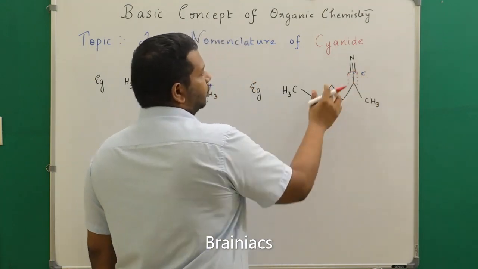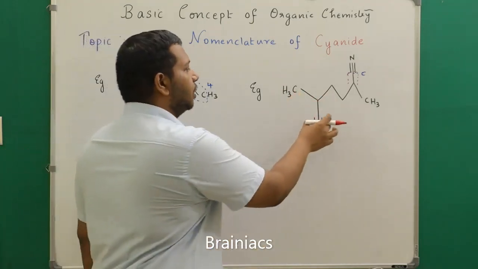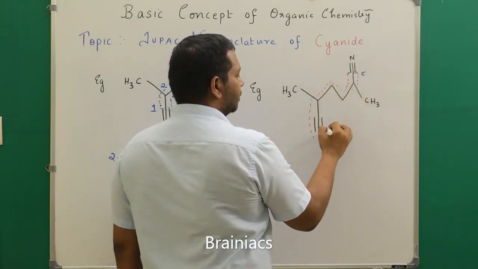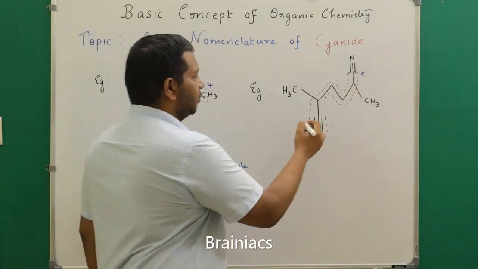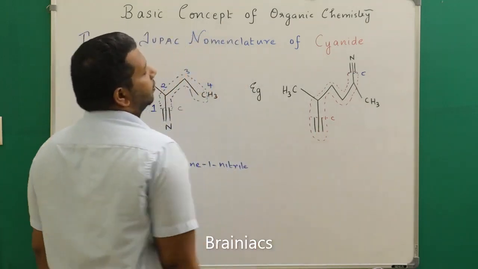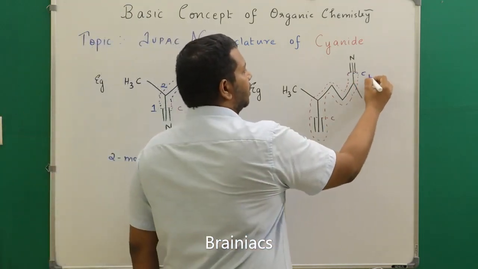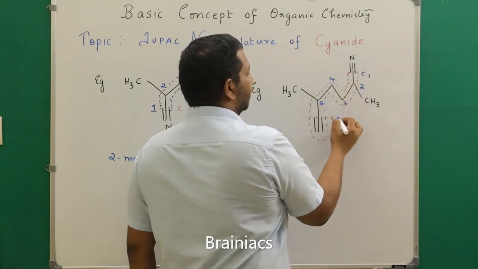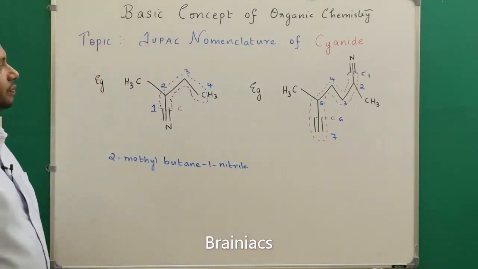Now if a double bond or multiple bond is there, I should try to include the maximum number. So I should include this. So my parent carbon name should be like this. Understood? And we know that here also 1 carbon atom is there. Don't forget that. And this is also a carbon atom. So we will try to number it. Numbering, I will put 1 here, then 2, 3, 4, 5, 6, 7 here.